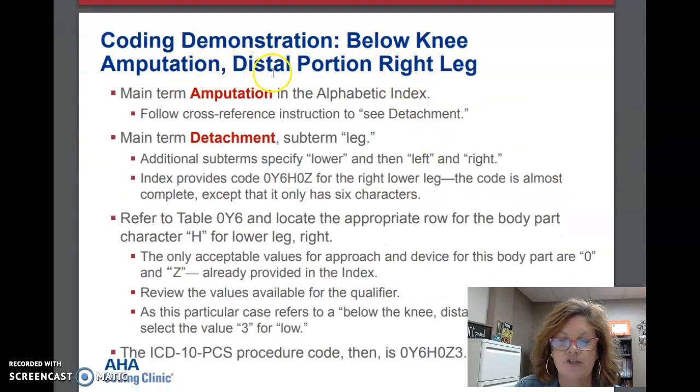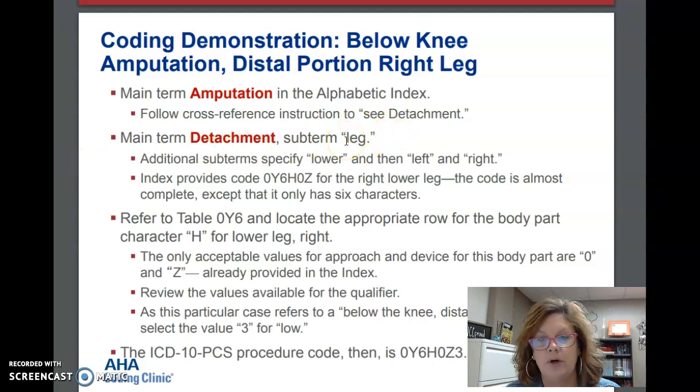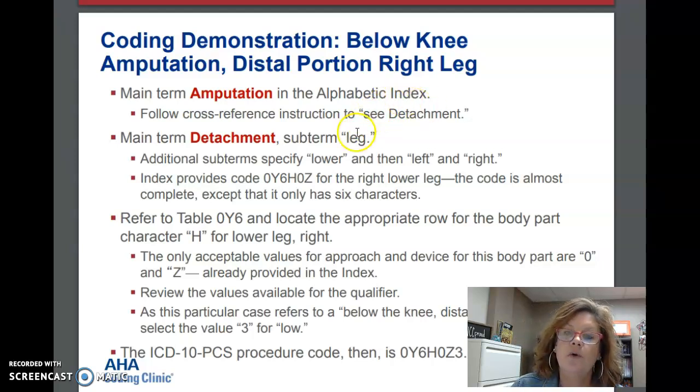Okay? Coding demonstration here. Below knee amputation, distal portion right leg. So a couple of different things here. We have main term amputation, and it tells you to go to detachment. So I know then main term detachment. So again, everybody look in their book. Look for the main term detachment. Go that route. Go to the subterm leg. And then they have additional. Specify lower and then left and right.